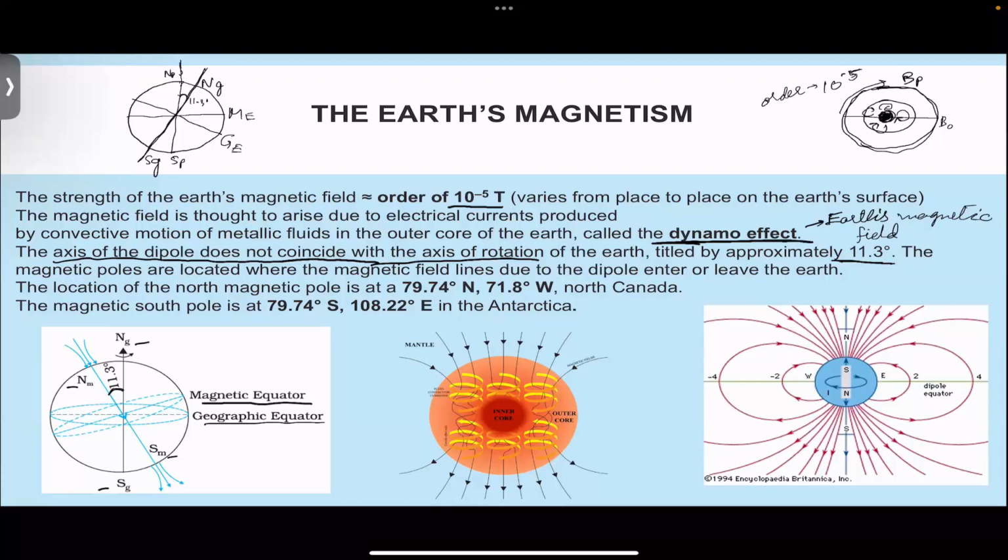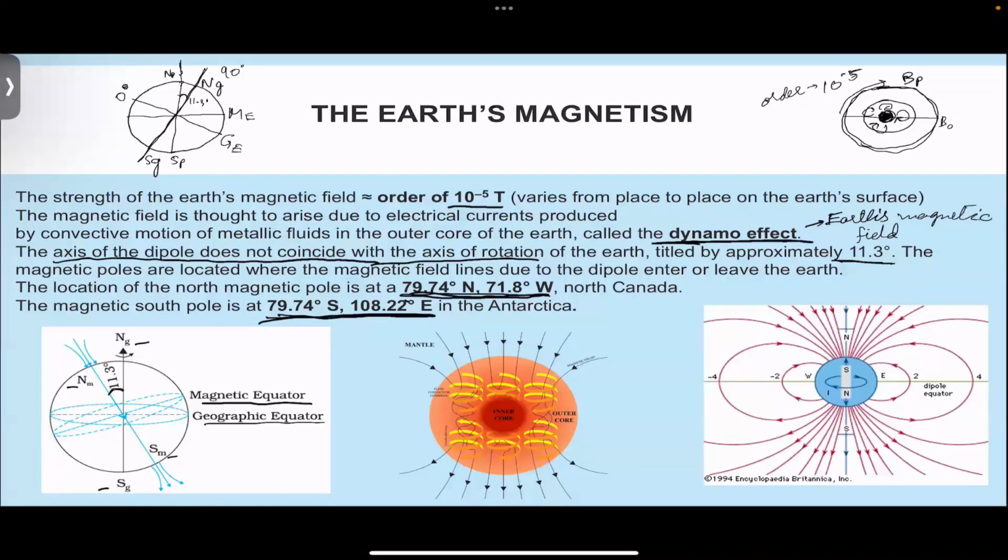Usually, the geographic equator is 0 degrees latitude, and the North Pole is 90 degrees latitude. We can see that the North Magnetic Pole is at 79.74 degrees north and 71.8 degrees west, and the magnetic South Pole is at 79.74 degrees south and 108.22 degrees east. So you can see that there is a difference. It does not coincide.